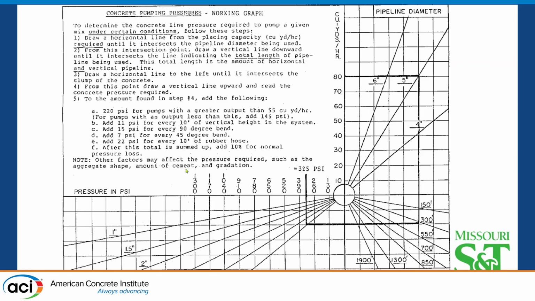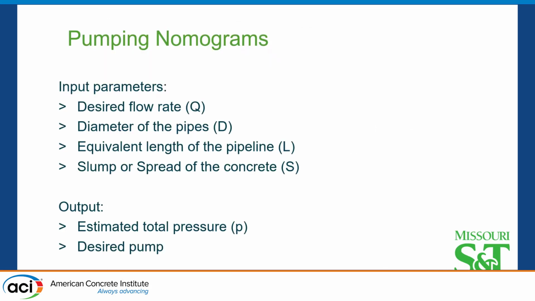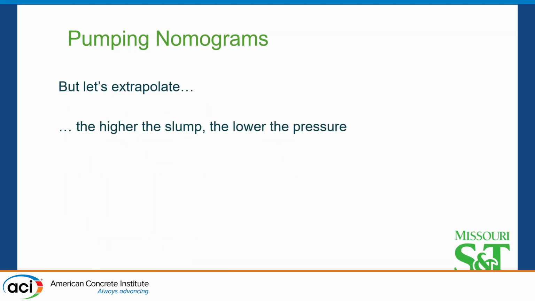And you have an older version, that's ACI 304 from 1998. Similar concept, but instead of having a spread right here, it says it's a slump. And at that point, we still had low slump concrete. But what's playing the role? So we have the flow rates, the diameter, the pipeline or the equivalent length of the pipeline, and then we have a workability characteristic coming into play. And what you get is pressure and potentially your desired pump or your desired power of the pump you need.